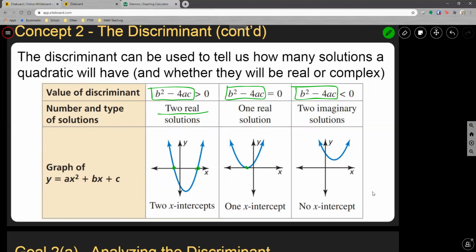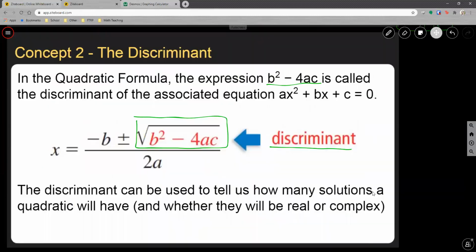And then finally, if b squared minus 4ac is less than 0, then I'm going to have the square root of a negative number, which is going to result in some kind of imaginary situation. I'm going to have no x-intercepts, no solutions. And you can see that above.